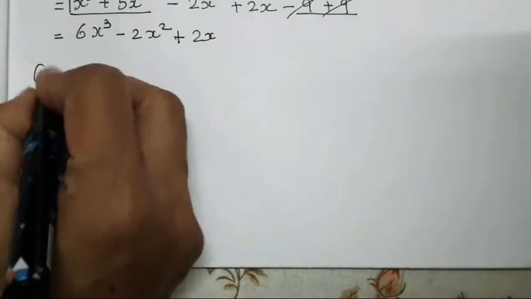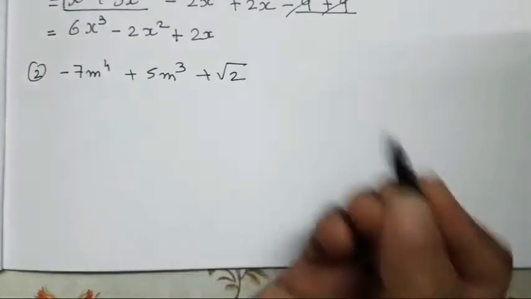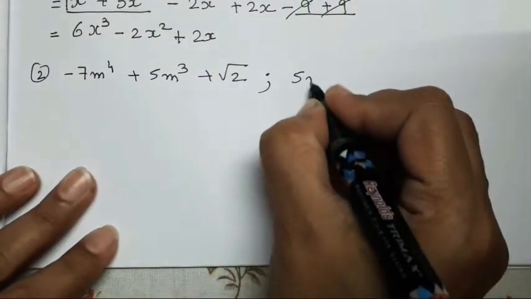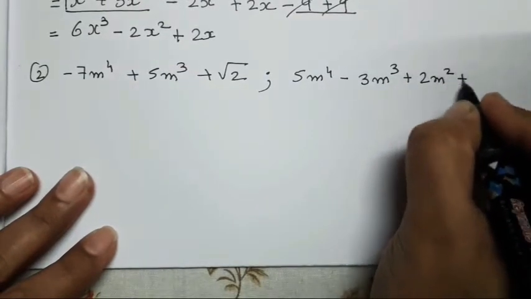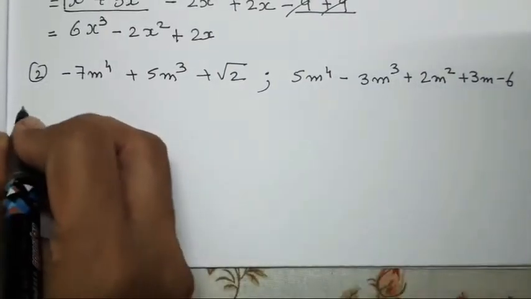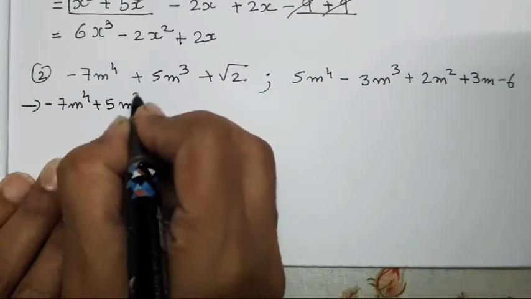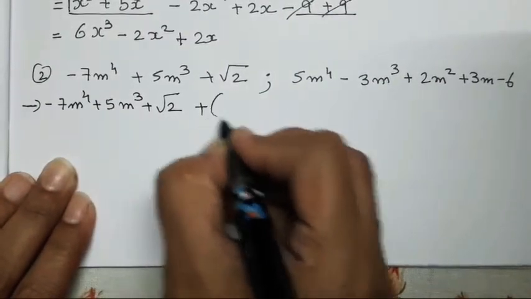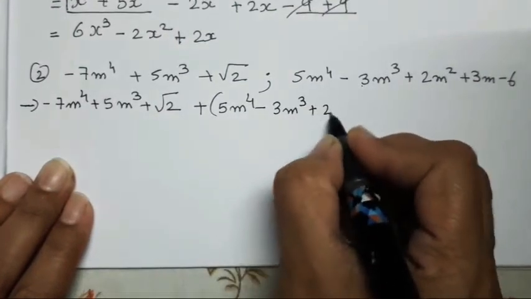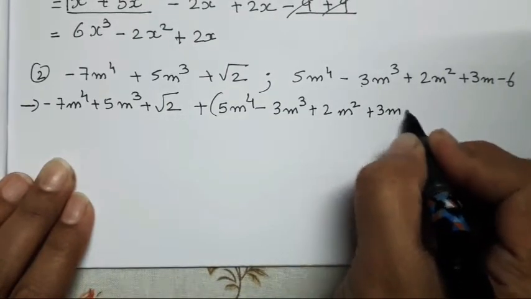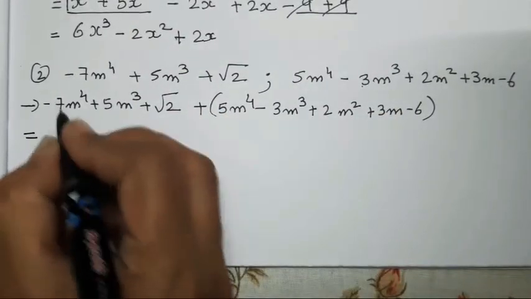Next sum we will do, that is minus 7m4 plus 5m cube plus root of 2, and the next one is 5m4 minus. In these questions you all have to check the power. In the first question only we have done what is power. Now first we will add an addition sign along with a bracket, so that if the sign changes, we will be able to get it properly. So this we will write in the bracket and then open the bracket. I have added the plus sign. Now we have to open the bracket.